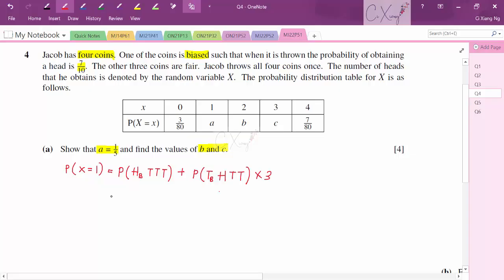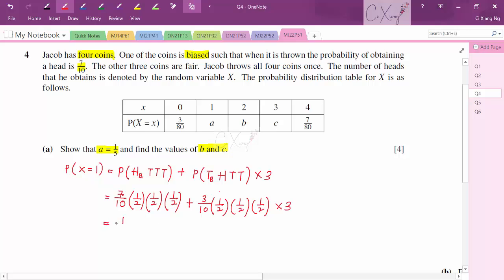Okay, then now we try to find out the probability for every single case here. To get a head on the buyer's coin, the probability is 7/10. To get the tail on the fair coin, the probability is 1/2. And you're having three coins, therefore it should be 1/2, 1/2, and 1/2, or you can write it as 1/2 power 3. And for this case, to get the tail on the buyer's coin, it will be 3/10. To get the head, 1/2. To get the tail on the fair coin, also 1/2. And I have to multiply with 3.